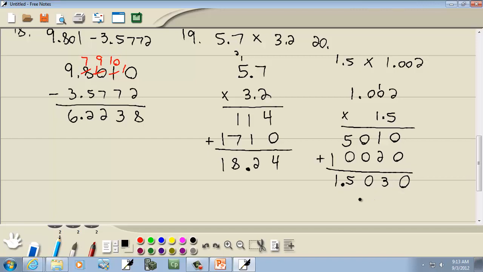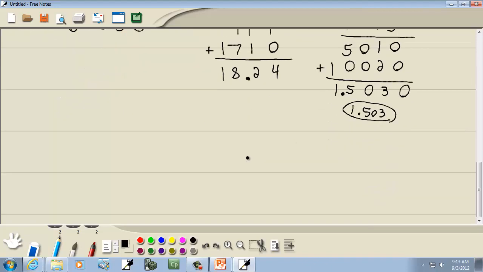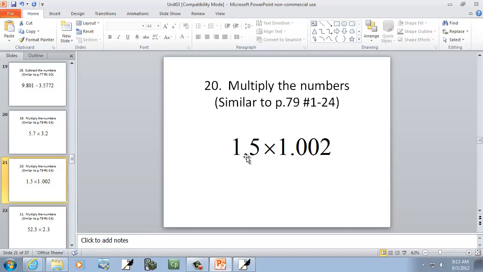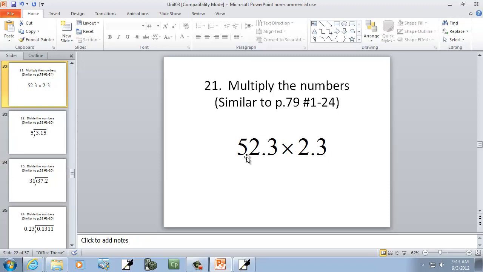Now we have a trailing 0. And again, you can drop those off. So our answer is 1.503. And let me double check that on my calculator. 1.002 times 1.5. 1.503, yep. And one more multiplication.